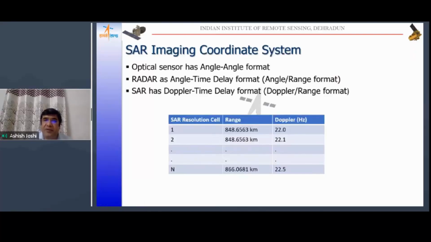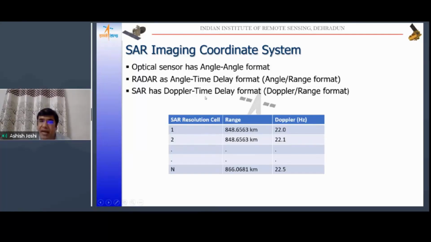So our SAR imaging coordinate system has two coordinates. One is range and one is Doppler. An optical sensor has an angle format, so everything is done in the form of the angle. Radar has an angle and time delay format. So we have angle and time delay in the case of normal radar.